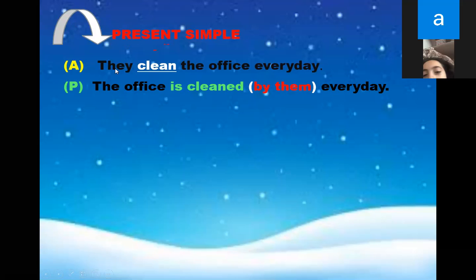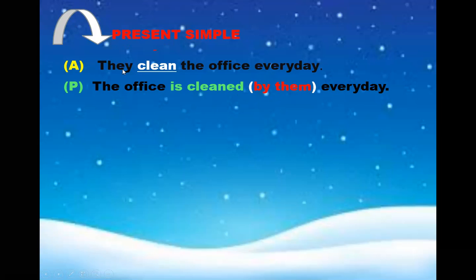Here, the subject is the agent. The one who does the action is the agent. We can mention it or not, it's optional. But if we add it, we have to write by before it: by them. Okay, we change they to them. We change the subject pronoun into the object pronoun.